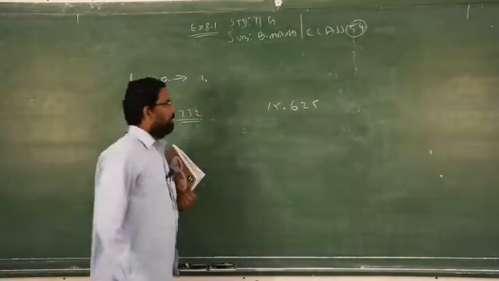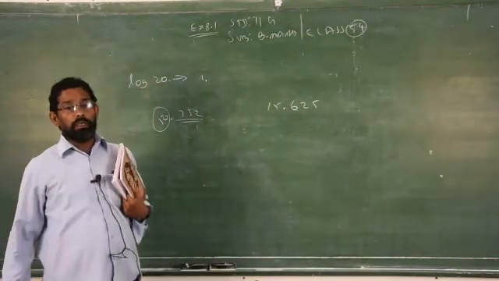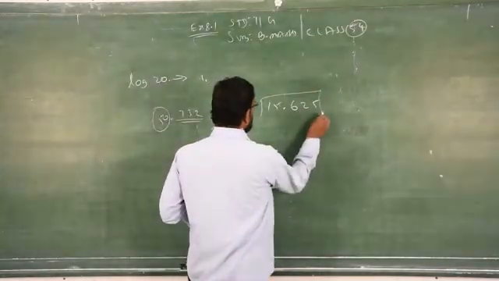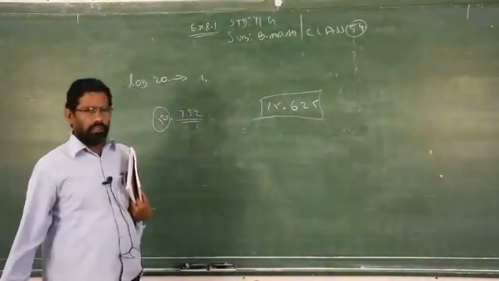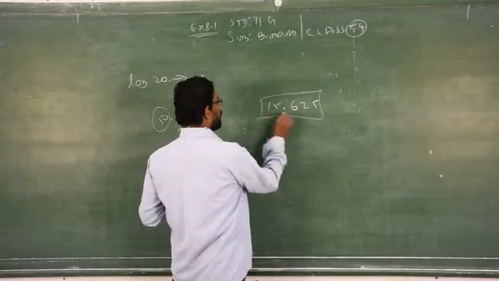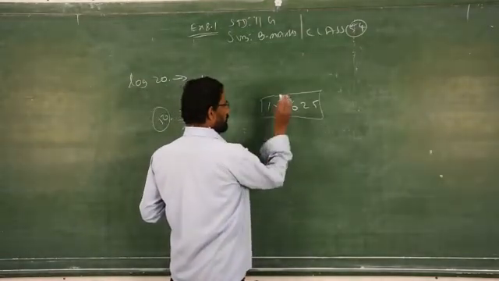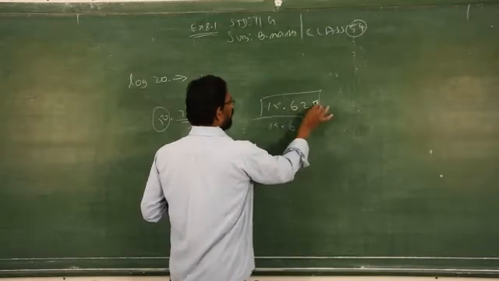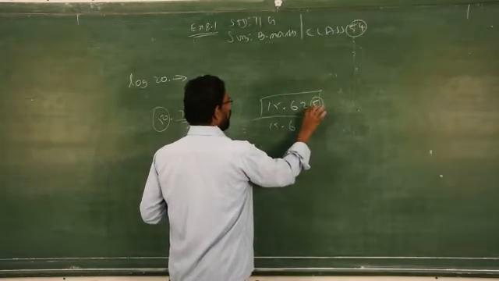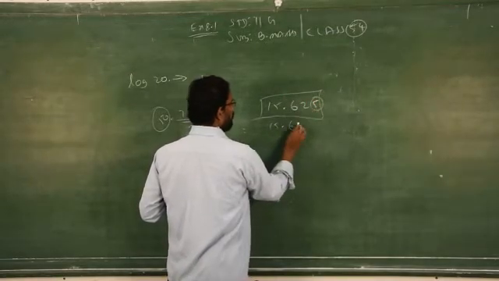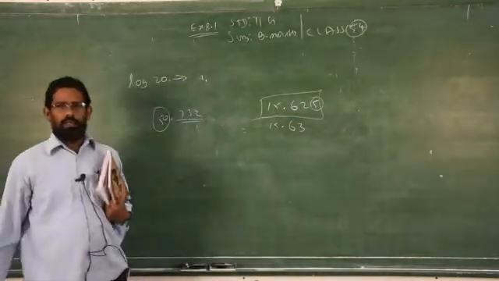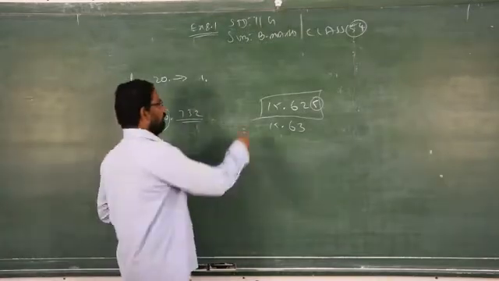15.625. But here, how many digits are there in total, including the integral part? 5 digits. But for 5 digits, we cannot find the logarithm. If 5 digits are given, including the integral part as well as the decimal part, please change it into 4 digits. When the fifth digit is 4, 5 or more than 5, please add 1 to the previous digit. Now I convert this 5 digit number into a 4 digit number.